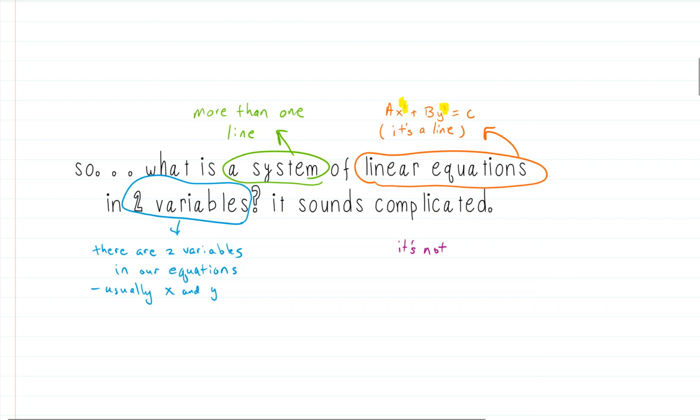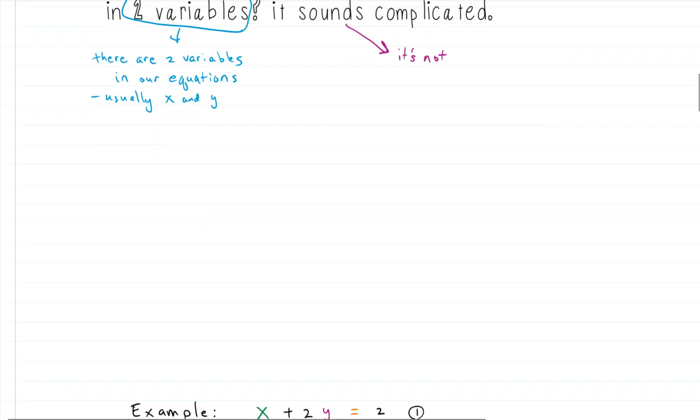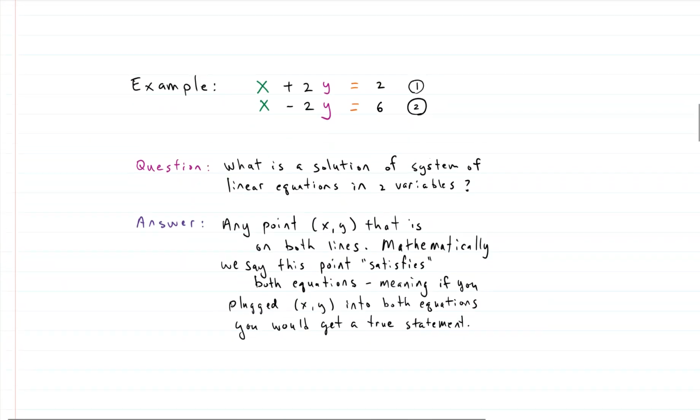Because we have two variables and they're linear, the exponent is 1, that means this equation represents a line, and we have two of them, so we've got two lines. That's it. So it sounds complicated, but it's not. Here's an example. These two equations, equation 1, I label my equations with numbers with circles around them, so you can tell that it's equation 1 or equation 2.